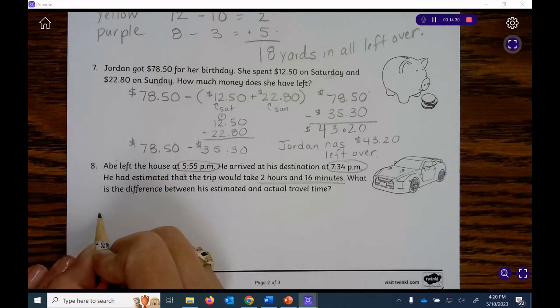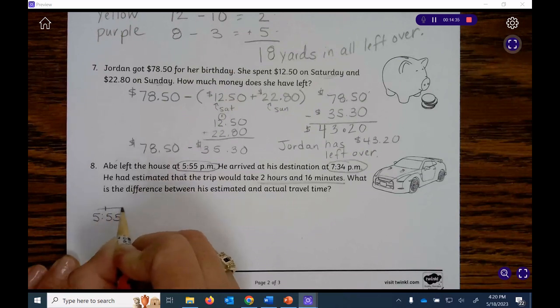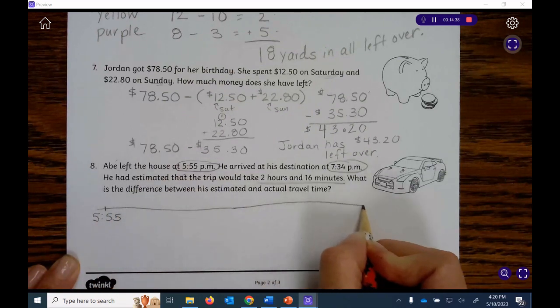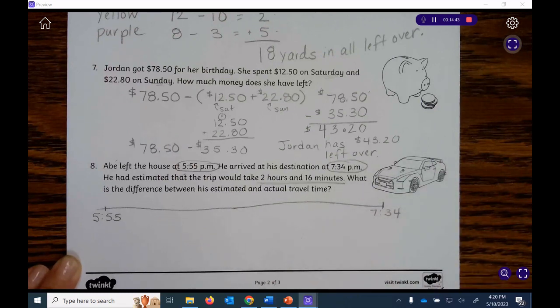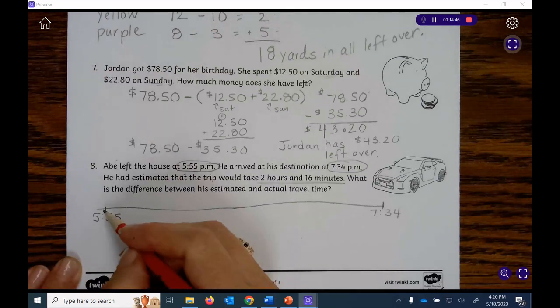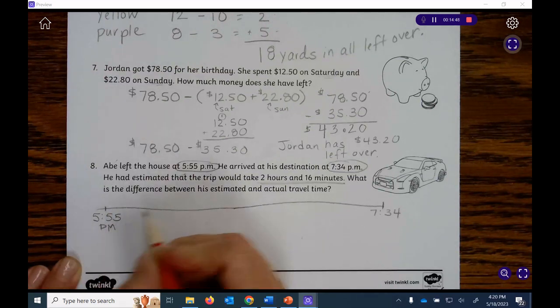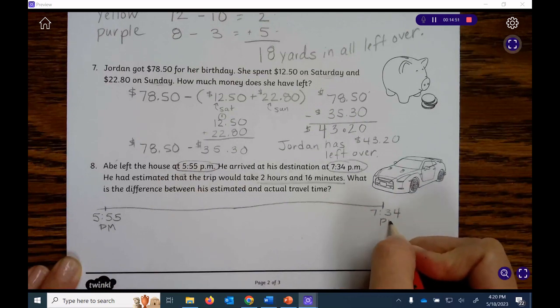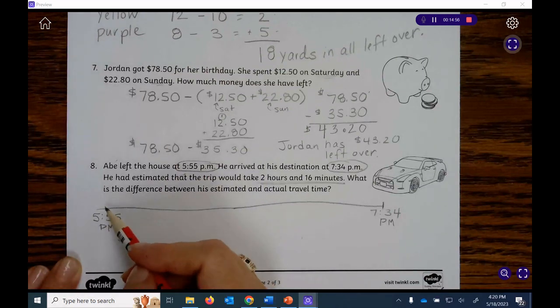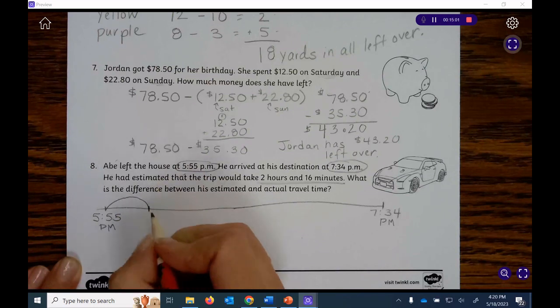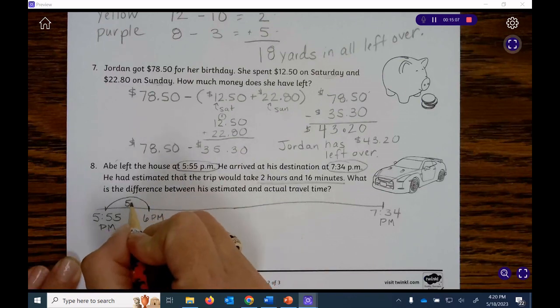So I am going to start at 5:55 and my timeline is going to end at 7:34. All right, my first jump is going to be from, and this is PM. It's good to mark just in case you go over from PM to AM. In this case, we didn't, but just in case. All right, so from 5:55 to 6 p.m., that's 5 minutes.